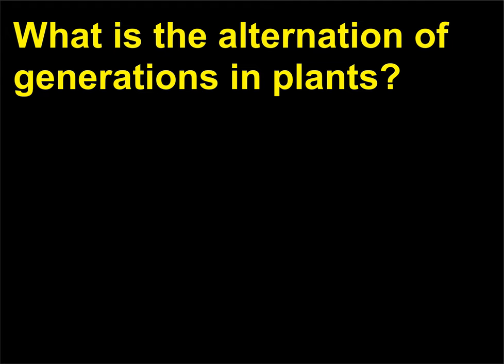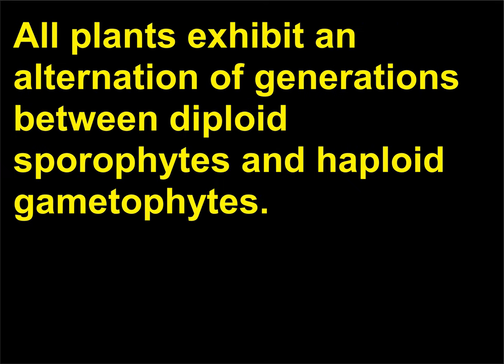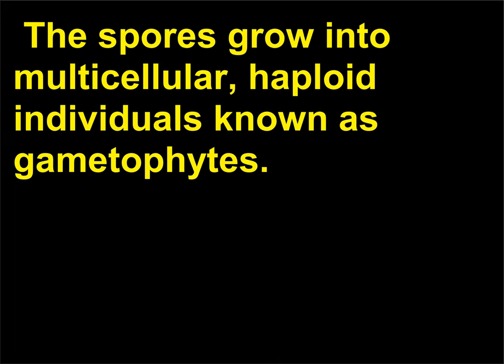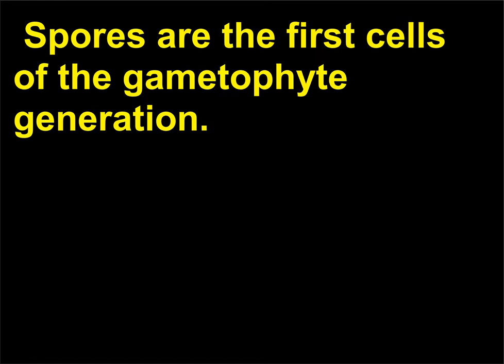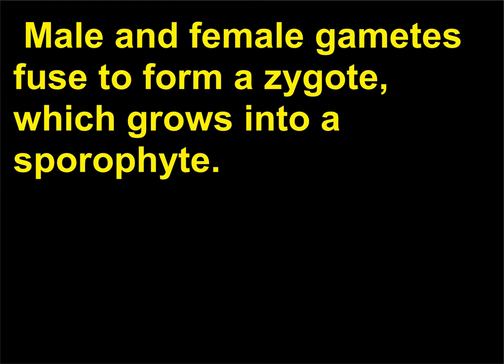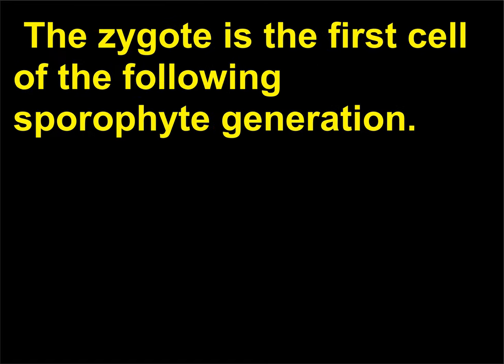What is the alternation of generations in plants? All plants exhibit an alternation of generations between diploid sporophytes and haploid gametophytes. Sporophytes produce haploid spores as a result of meiosis. The spores grow into multicellular, haploid individuals known as gametophytes. Spores are the first cells of the gametophyte generation. Gametophytes produce gametes as a result of mitosis. Male and female gametes fuse to form a zygote, which grows into a sporophyte. The zygote is the first cell of the following sporophyte generation.